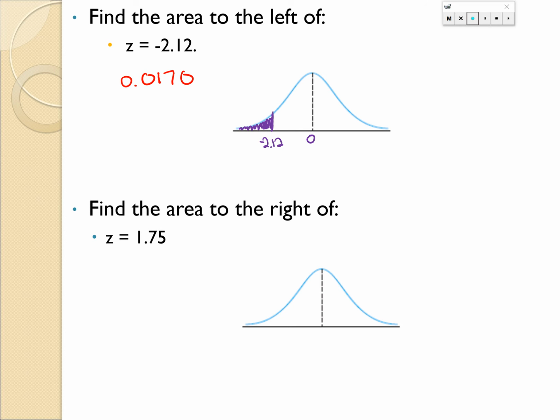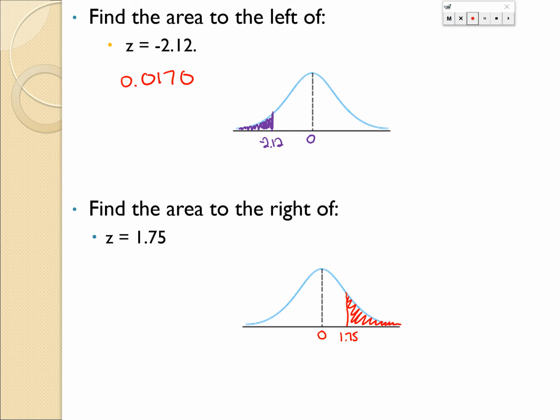The next one says find the area to the right. 0's at the middle. So 1.75, a positive z value, is going to go to the right. Roughly somewhere in here. Again, it doesn't have to be perfect. And we want the area to the right. So here we go. There's my picture.